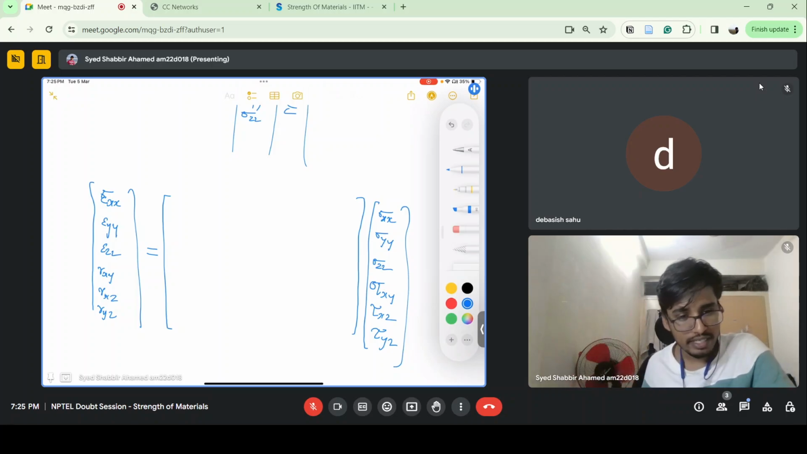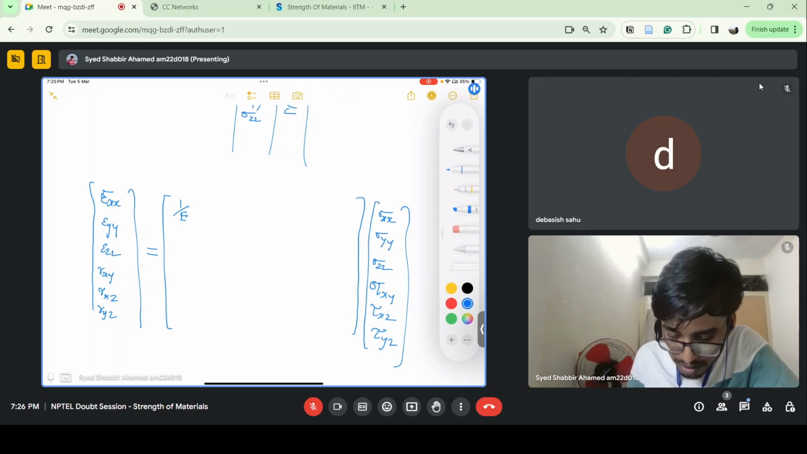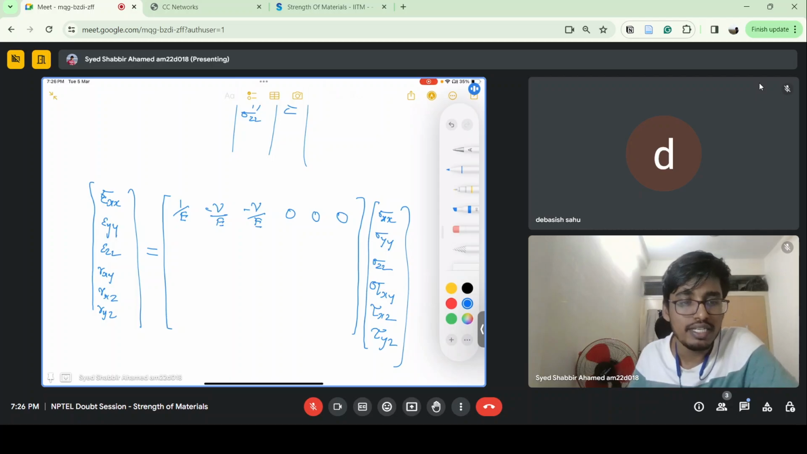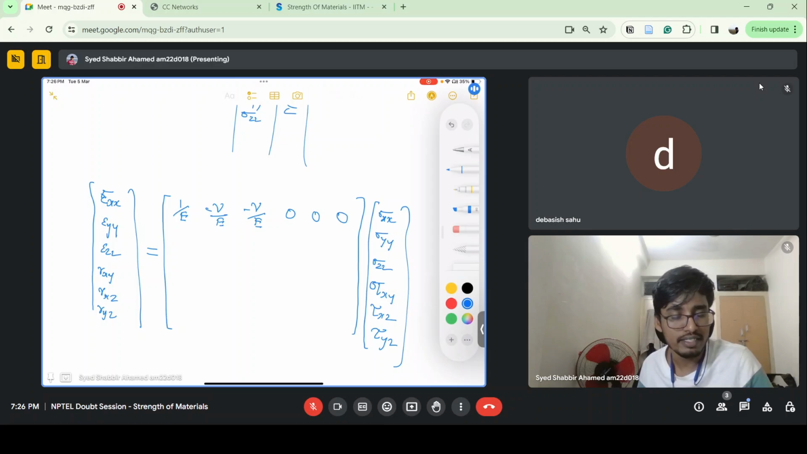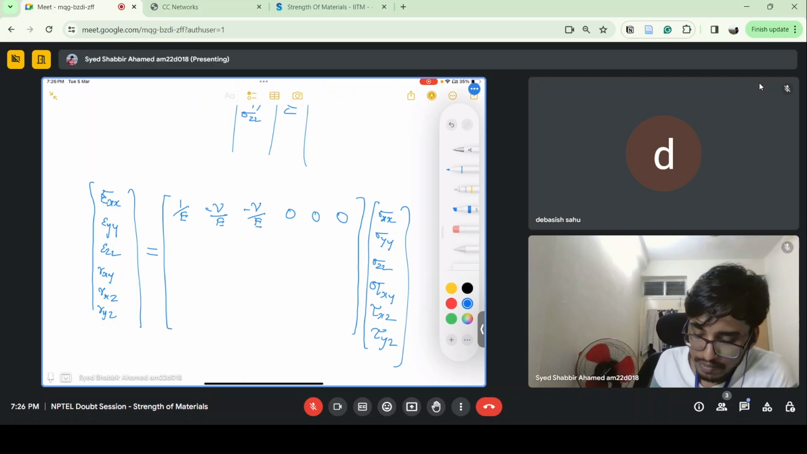So basically I'm taking all the equations and just writing them in matrix form. If I multiply this and this, you will get Hooke's law. So you know, right? Epsilon xx is equal to sigma xx by E minus mu by E into sigma yy minus mu by E into sigma zz. Because it is an isotropic material, due to shear stresses, there will be no longitudinal strains. This you understood? Yes, sir.